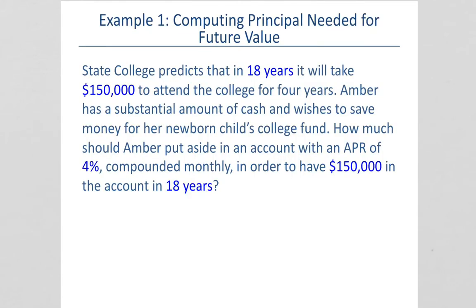State College predicts that in 18 years it will take $150,000 to attend the college for 4 years. Amber has a substantial amount of cash and wishes to save money for her newborn child's college fund. How much should Amber put aside in an account with an APR of 4% compounded monthly in order to have $150,000 in the account in 18 years?